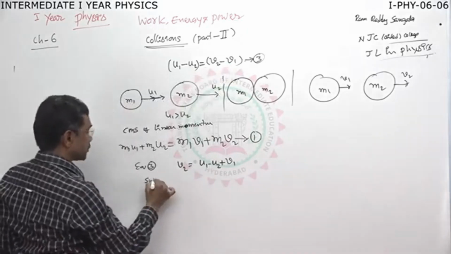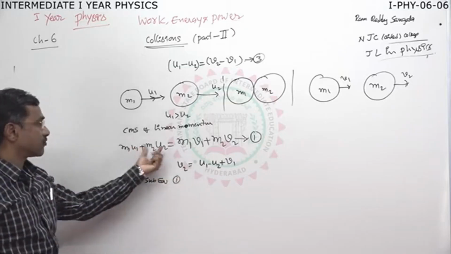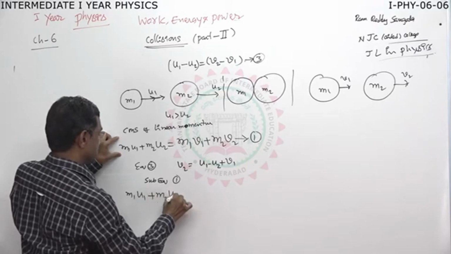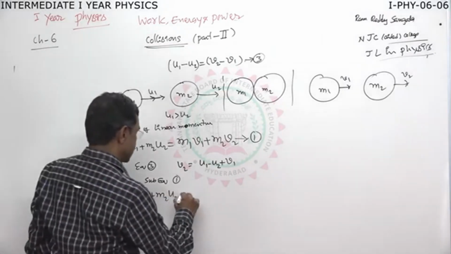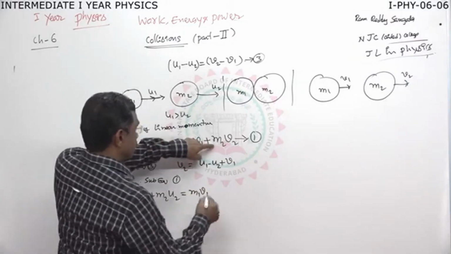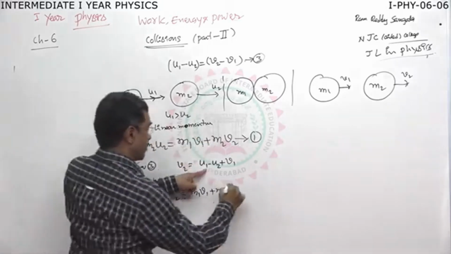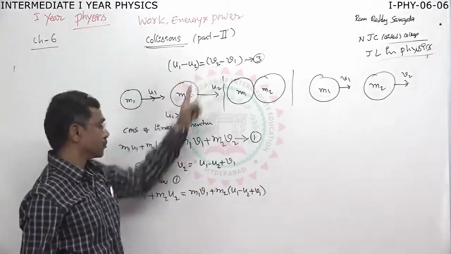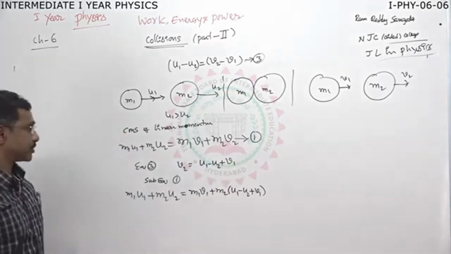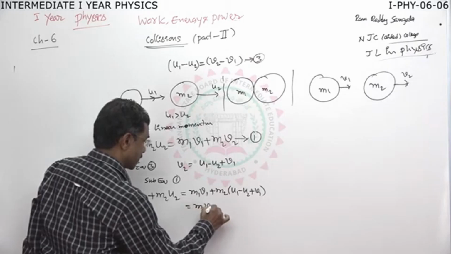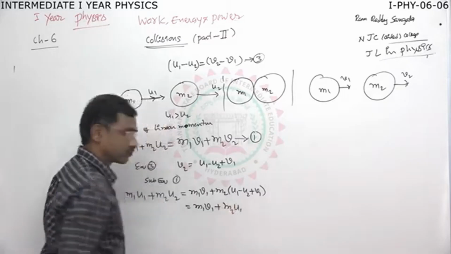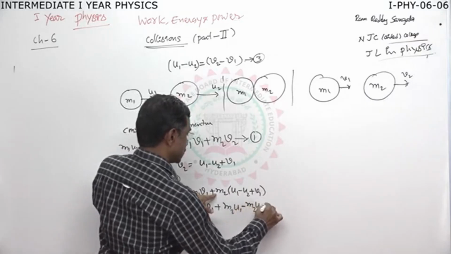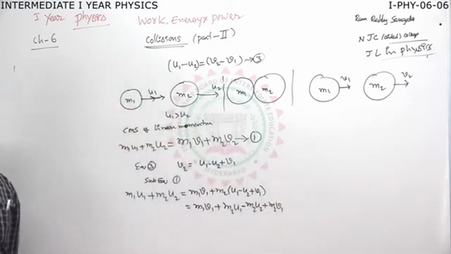Now substitute in equation 1, that is the law of conservation of linear momentum, and simplify. Very simple. Here M1 U1 plus M2 U2 is the total momentum before collision. The right-hand side is M1 V1 plus M2 times, instead of V2, U1 minus U2 plus V1. Be careful when you are substituting. V2 is eliminated; wherever V2 is there, you substitute this value and simplify. Now M1 V1 on the right-hand side, and you expand the bracket: M2 U1 minus M2 U2 plus M2 V1. Just expansion of the bracket, nothing else.